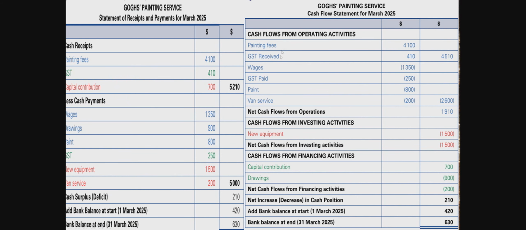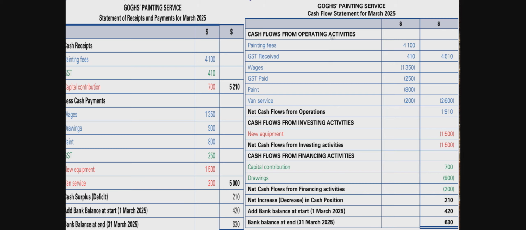And this is what a cash flow statement looks like. So as you can see, it's very similar to a statement of receipts and payments. It tells us what our surplus or deficit is. It tells us our bank balance at start, and you add the two together and it gives you your bank balance at end. Alright, same deal. The only difference between them is we just separate them into 3 sections. Alright, some other things we have to point out.